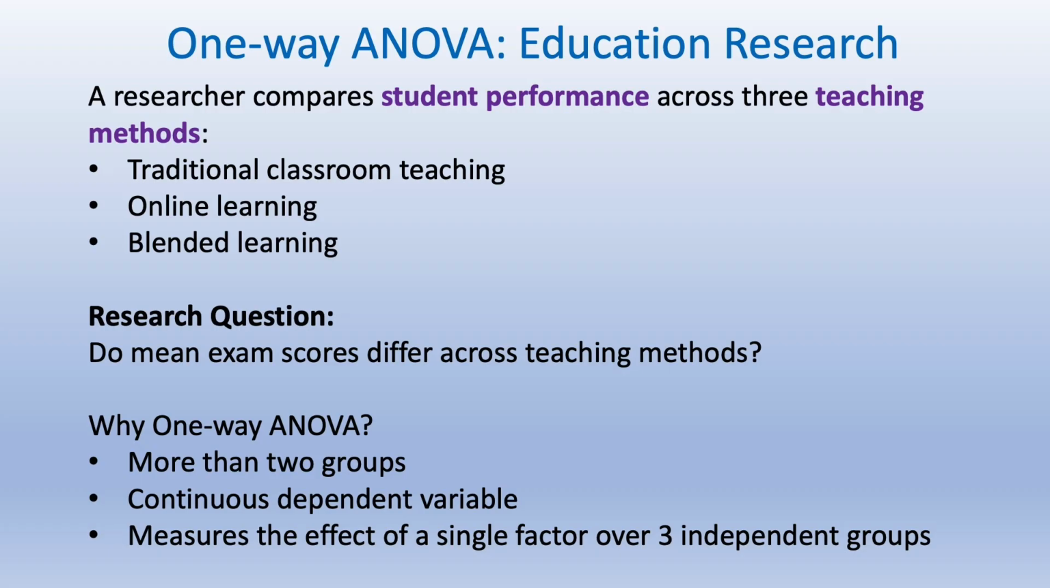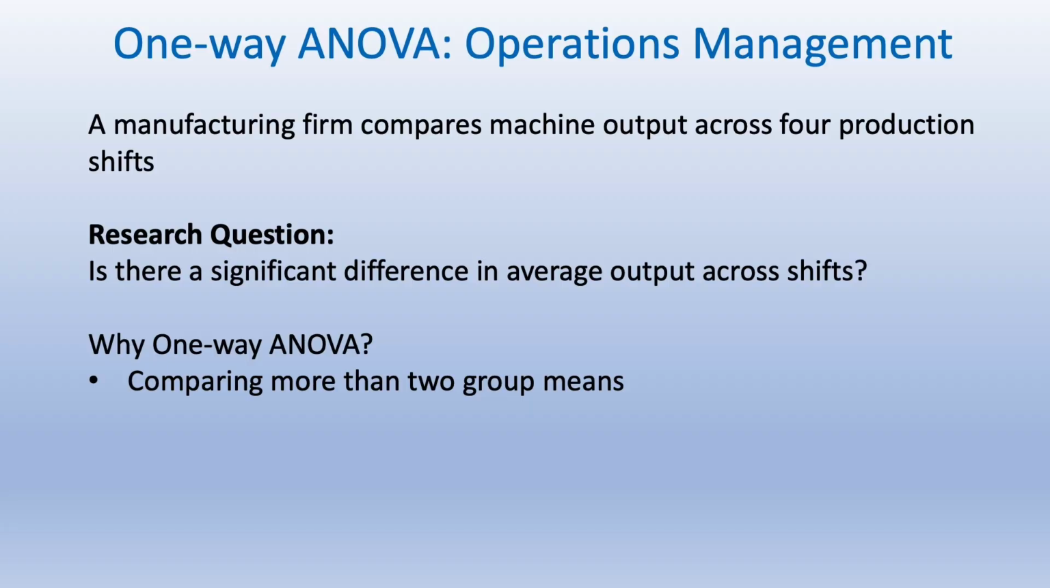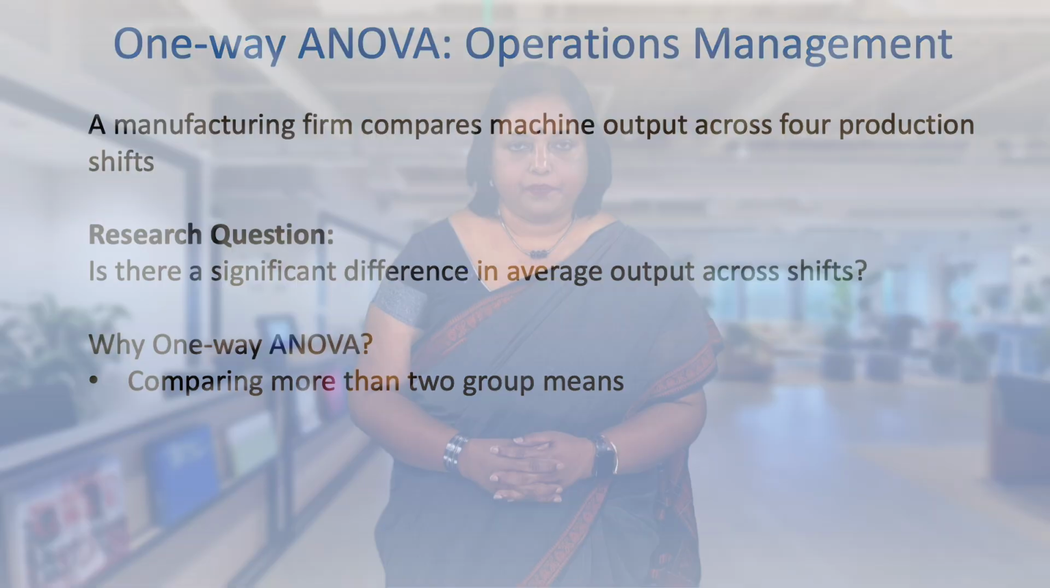over three independent groups. Another example is when a manufacturing firm compares machine output across 4 production shifts. Here, the research question is: is there a significant difference in average output across the shifts? One-way ANOVA is used here as it involves comparing the means across more than two groups.